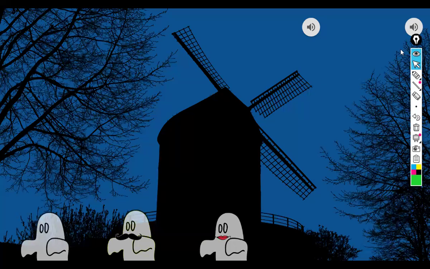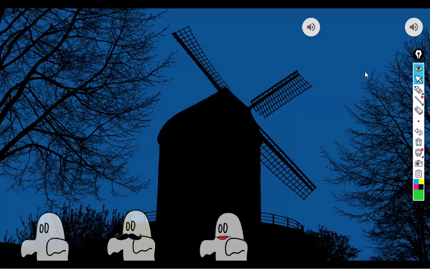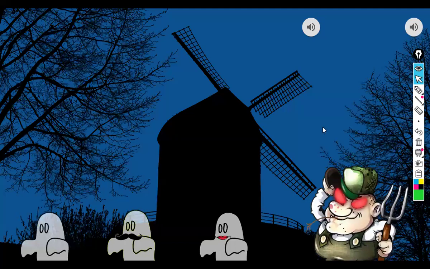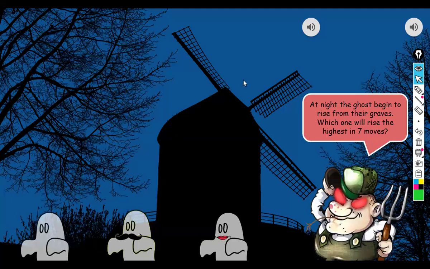All right. Let me show you how this one works. There are 3 ghosts, and they're going to float up into the air. It's 7 moves. Which ghost will be the highest? Well, I'll just call them A, B, and C. There are 7 moves, and whichever ghost floats to the highest wins.